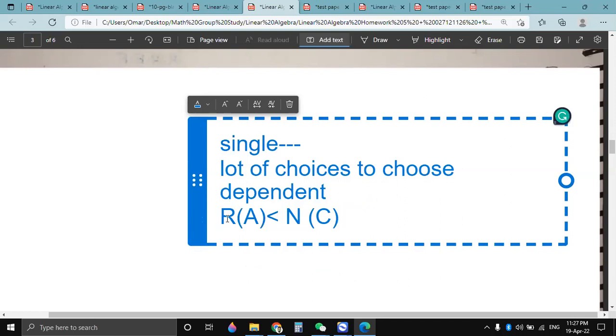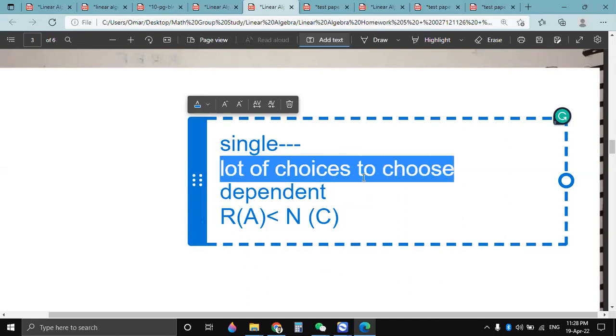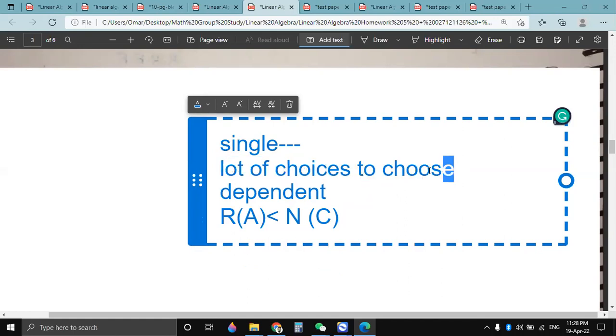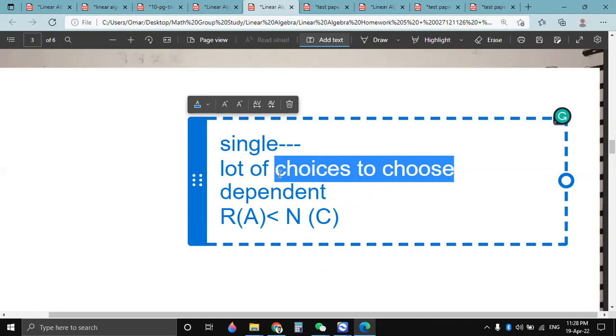So if you look here, you have to remember these three things. This equation will be dependent if the rank is lower than the number of columns, and there will be a lot of solutions, or you will have a lot of choices. That means there will be a lot of solutions. Okay.